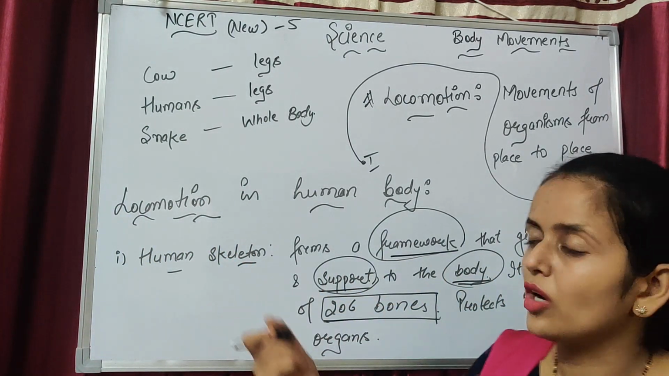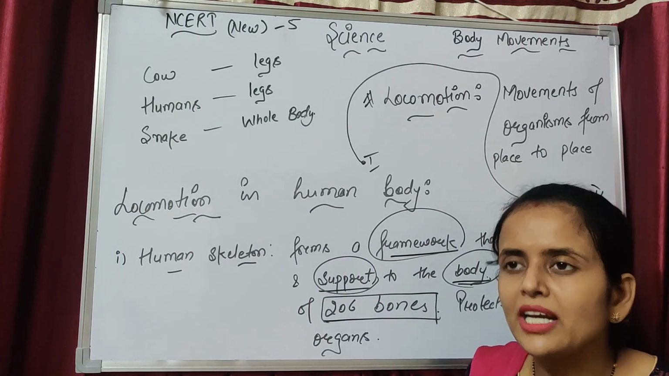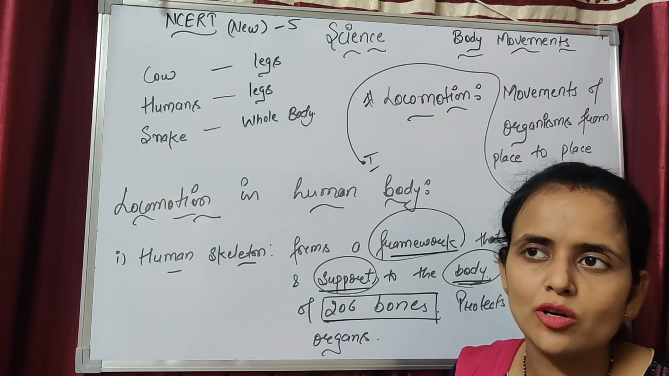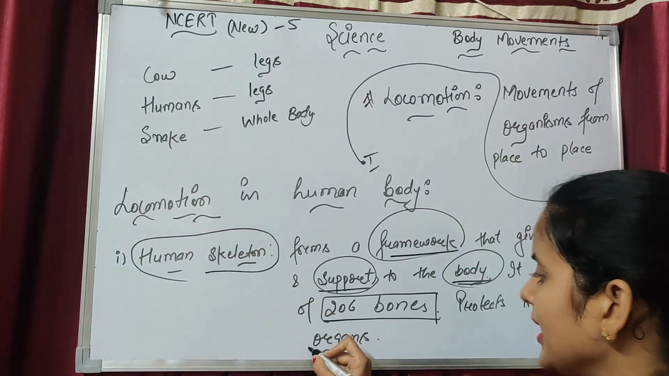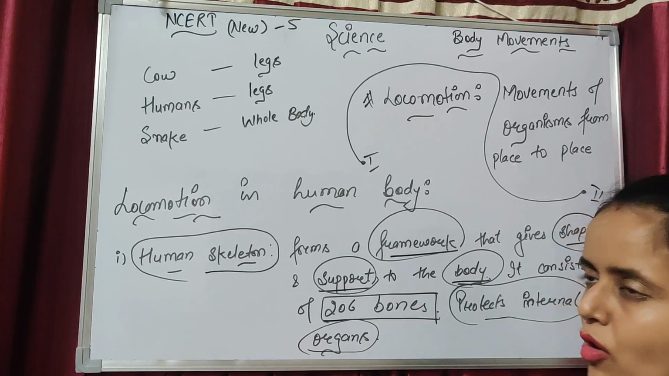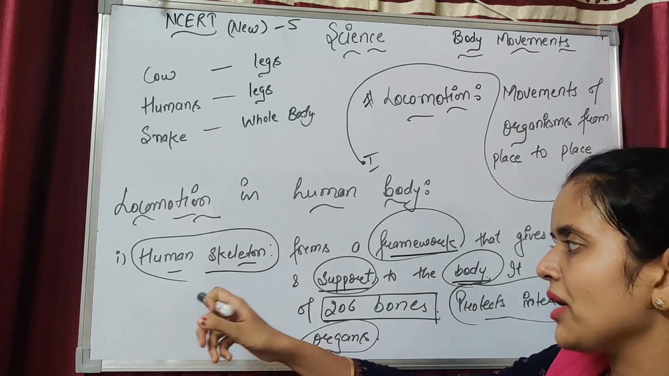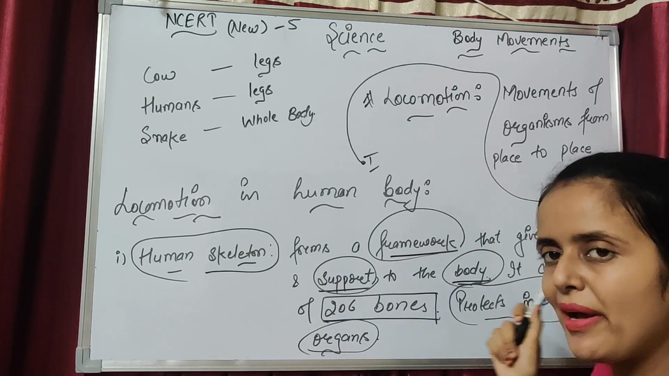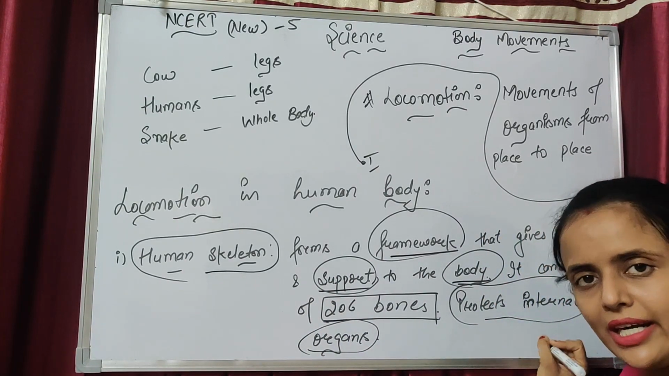If the human skeleton were not there, and we met with an accident, our muscles and internal organs would be directly affected. That's why, because the skeleton is present, it protects our internal organs from any damage. Bones are so strong that they protect our muscles and internal organs. So the human skeleton has a very important role in our body. It forms a framework that gives shape and support to the body, consists of 206 bones, and protects internal organs also.